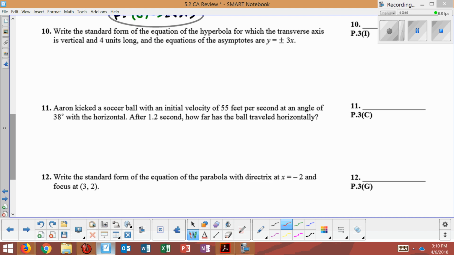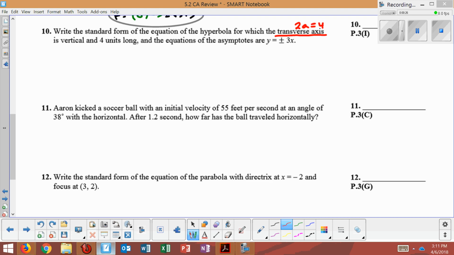Number 10, write the standard form of the equation for a hyperbola for which the transverse axis is vertical and 4 units long, and the equation of the asymptotes are y equals plus or minus 3x. Now, the first thing we need to remember is what transverse axis means, and that's kind of like the major axis. This is referring to 2a. So 2a is vertical and it's 4 units long.